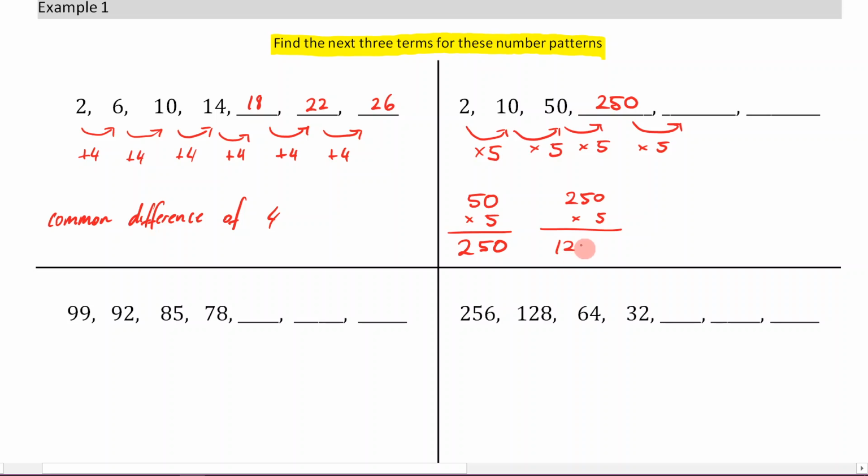That's going to be 1250, and then I'm going to take 1250 and multiply that by 5, and when I do that I get 6250. So there you go. For this one I have a common ratio of 5. Okay, let's keep on going.